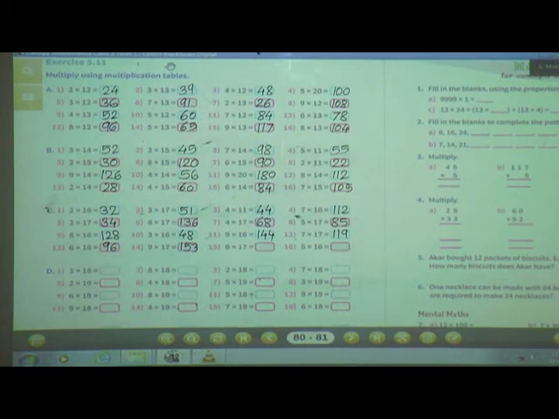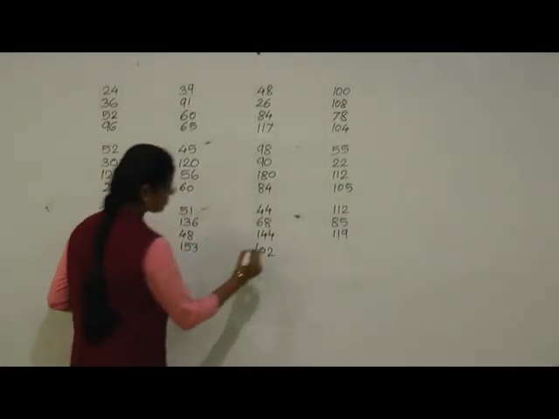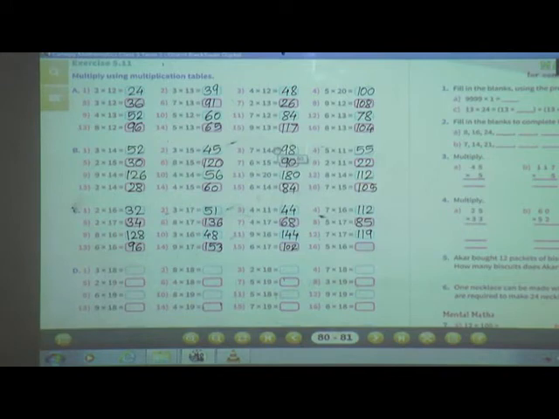Next, 6 into 17. Again you have to say the table of 17 only. 17 6s are 112. Sorry, 102.